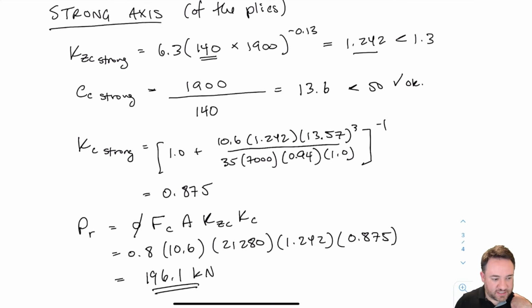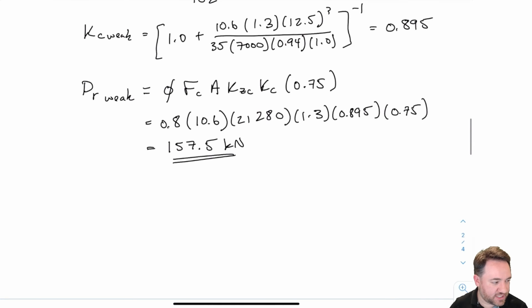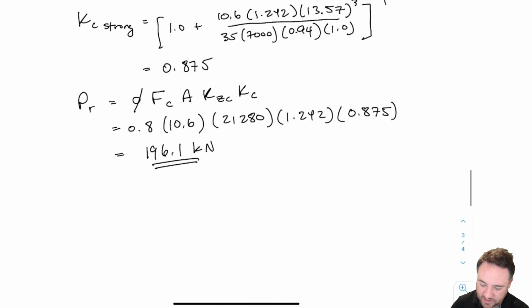so this is our strong axis buckling. So obviously between these two, we're in pretty good shape. They're pretty similar, 157.5 and 196.1. And all that makes sense. It's about similar because we have a square-ish section. The weak axis one is a bit smaller than the strong axis one because we had to reduce it by the 75% to account for the bolted connections not being perfect.